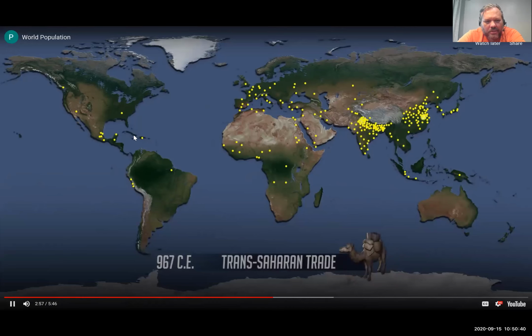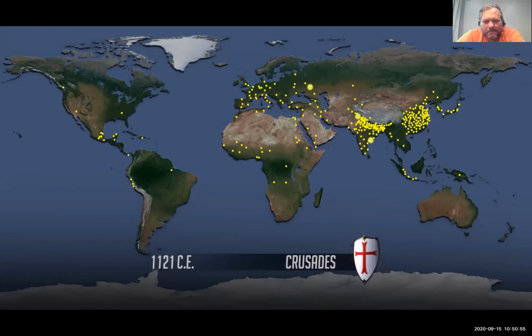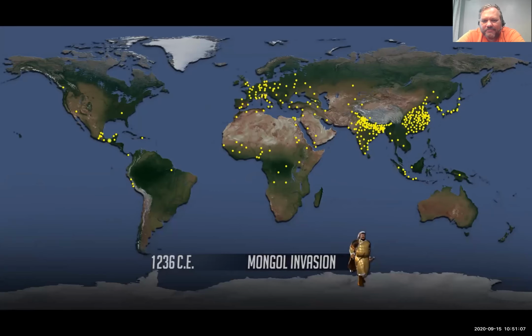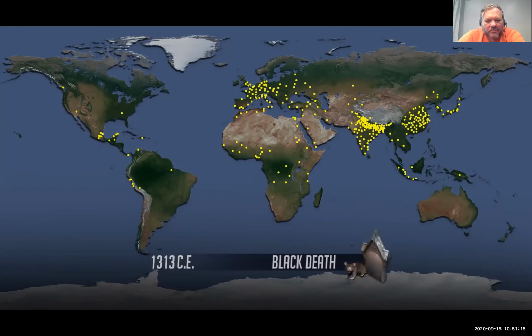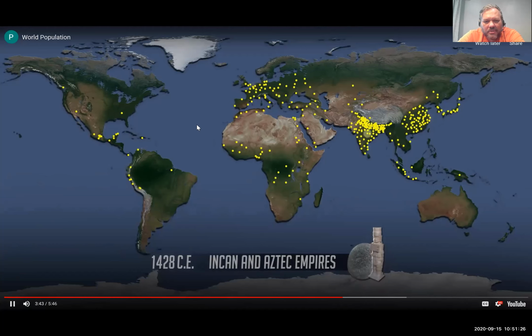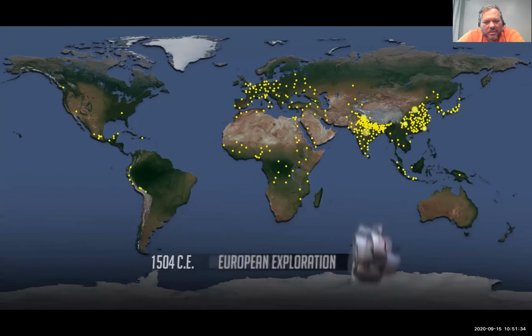Take a look over here. This is pre-Columbus. So these are Native American tribes. This is where most people in the Americas lived, Mesoamerica. See these population centers, they've been the big population centers throughout the last 2,000 years. So the Black Death, you start to see some of these dots go away. Now we're going to start to see the growth. Now we're coming up on Columbus down here.